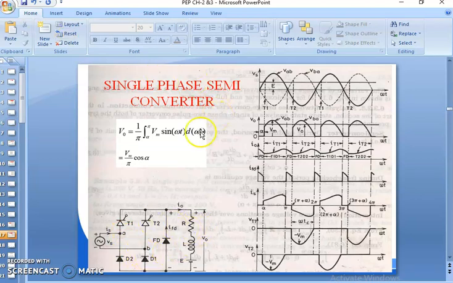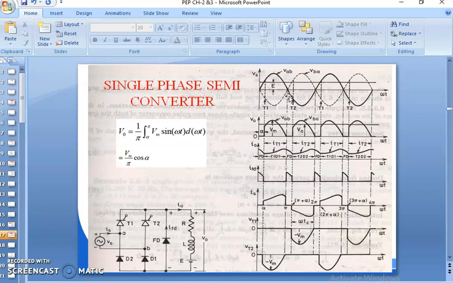And then come to the diagrams or waveforms of the single phase semi-converter circuit. See that here this one is the source voltage Vs waveform, which is sinusoidal in nature, starting from 0 value, reaching the maximum value, and finally returning to 0 at the pi region.